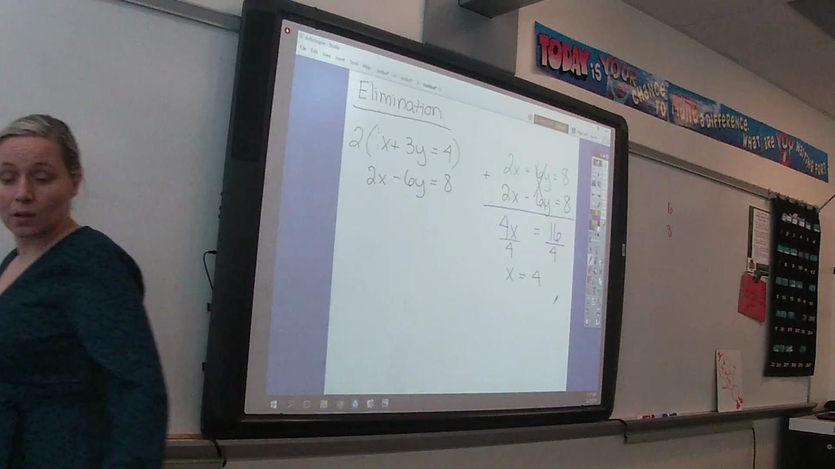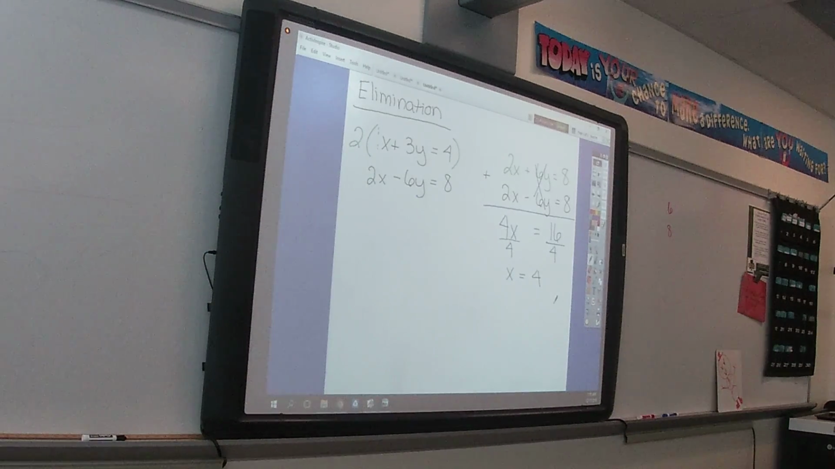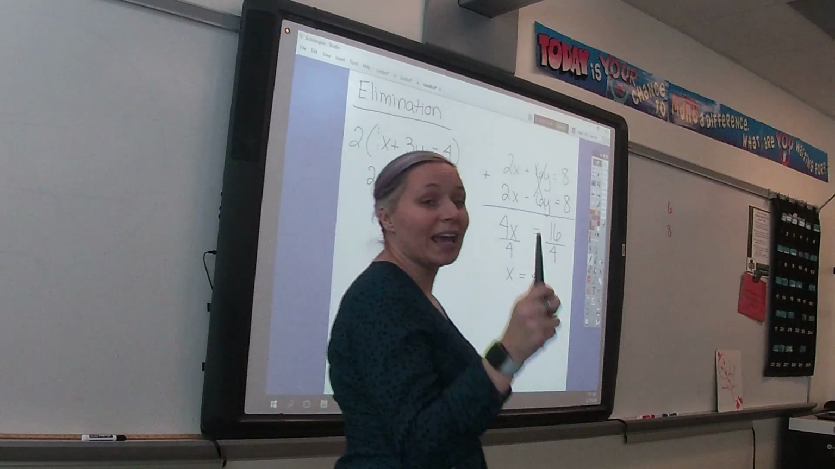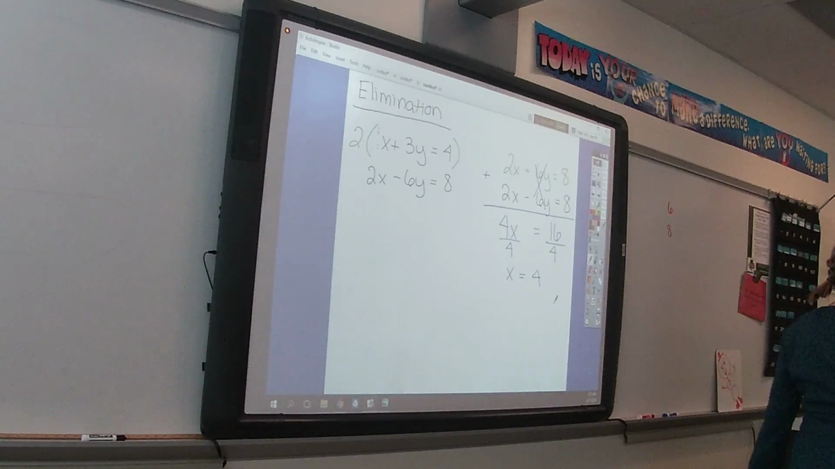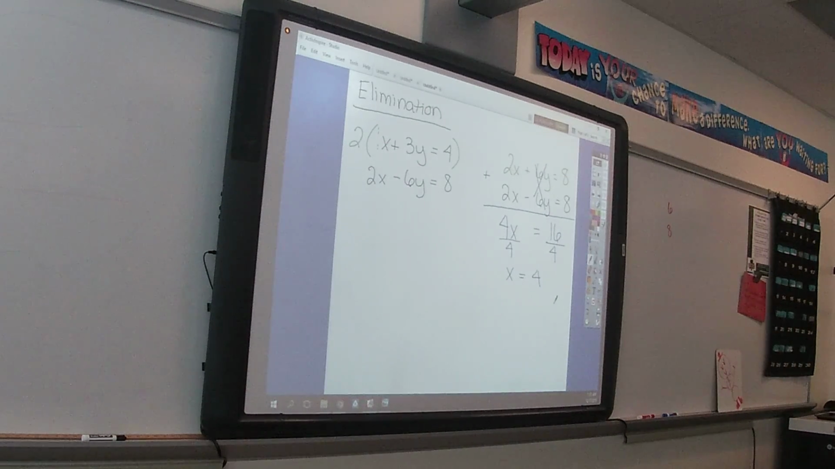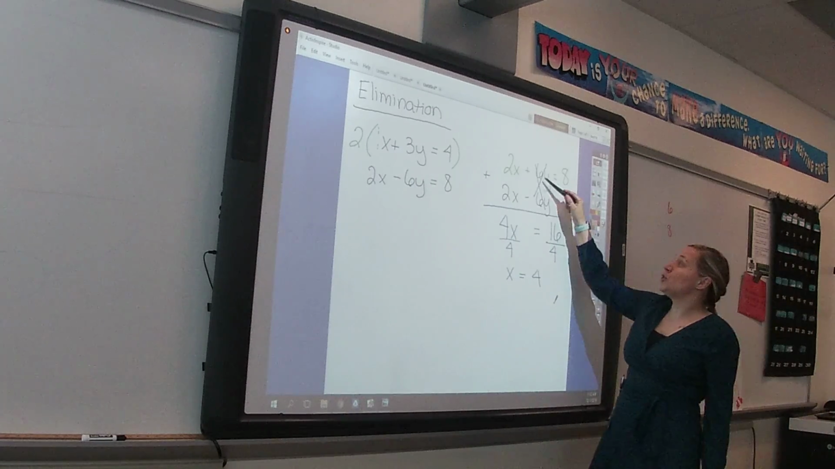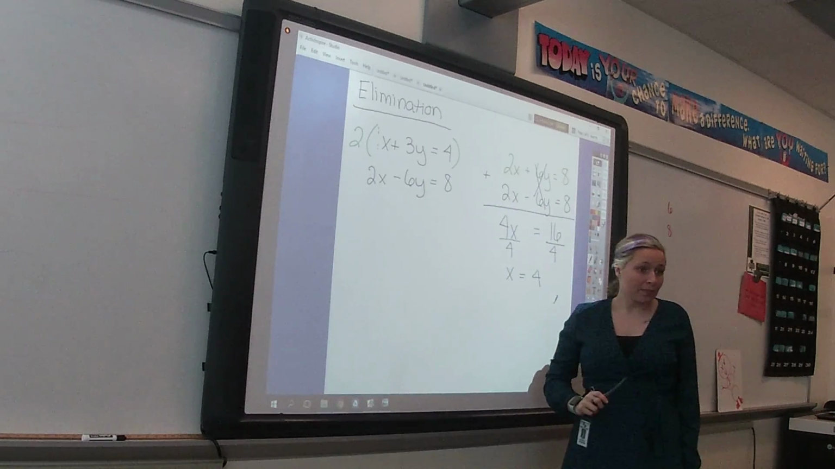Okay, Jaden? You see what you did? Okay. So we'll have x equals 4. Are we done with x equals 4? Nope. Gotta put it back in. To solve the system, we need the x and the y that make both equations true. So we have to plug that x back in to the top, right?